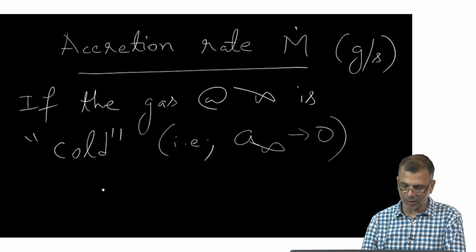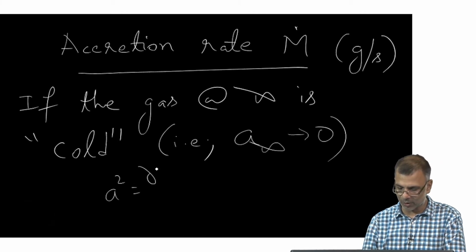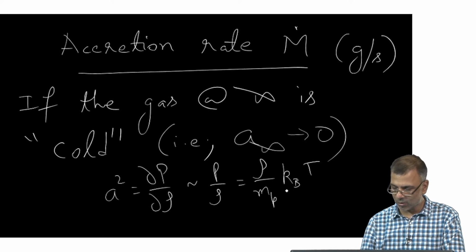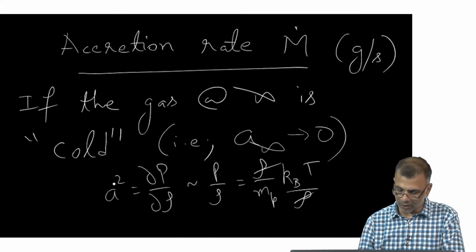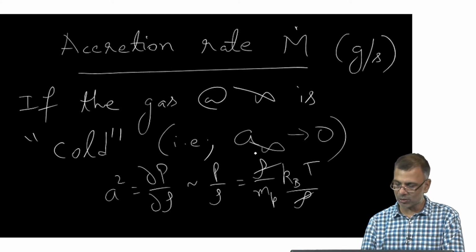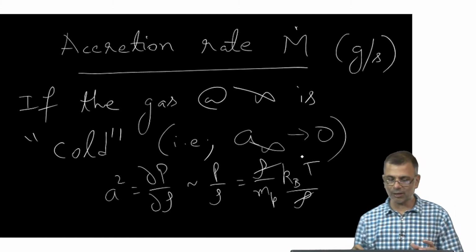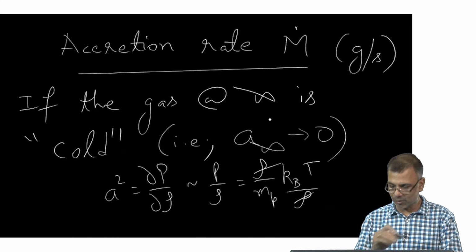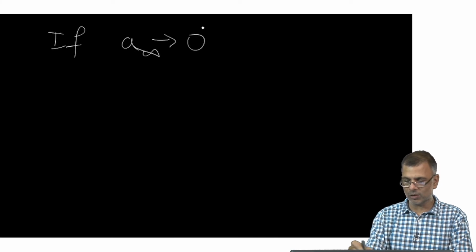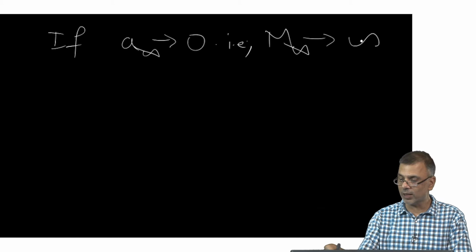Why is this? You remember the formula for sound speed, A squared equals dp/d rho, which is something like p over rho, and this is equal to n k Boltzmann T over rho. So, essentially the square of the sound speed goes as the temperature. So, if the gas is cold, the sound speed is also 0. If the gas at infinity is very cold, in other words, A infinity goes to 0, i.e., the Mach number at infinity tends to infinity.